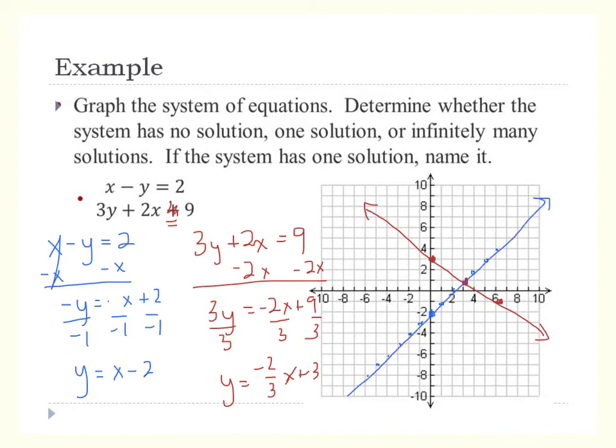And then this time we have one solution, and the directions say if it has one solution to name it. Remember from one of the first slides that the solution is the ordered pair. Okay. 3, 1 is your solution, and you have to write it as an ordered pair. It's the point where they cross.